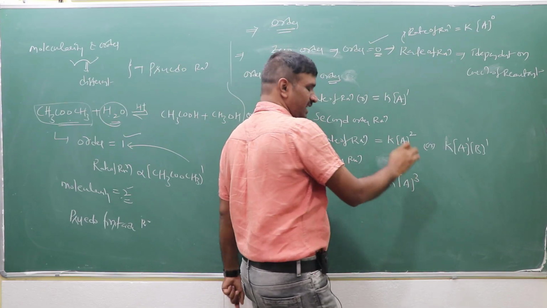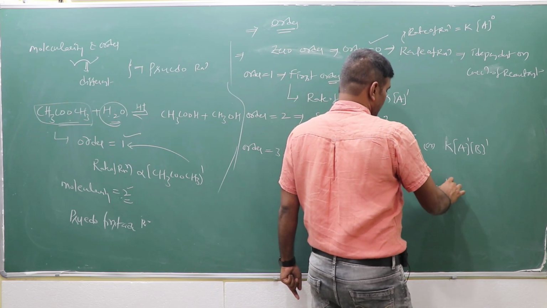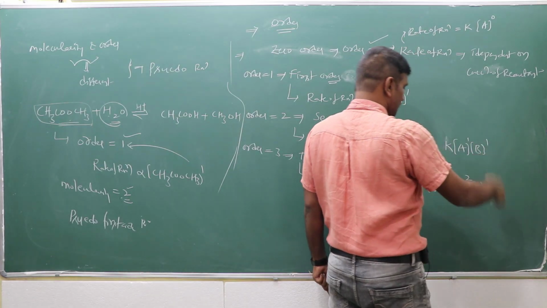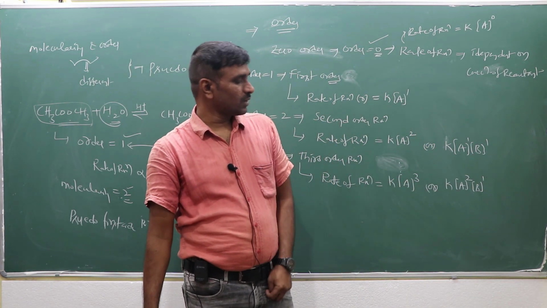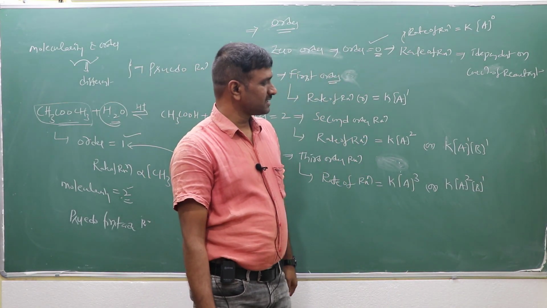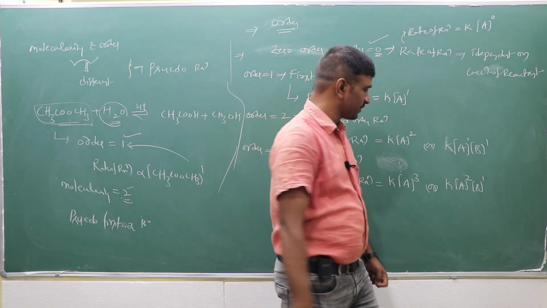So a to the power of 3, or k into a square and b. So b to the power of 1, that means a square into b means b to the power of 1. So this is 2 plus 1, 3. This is a third order reaction. That means 2 equivalents of A plus 1 equivalent of B.